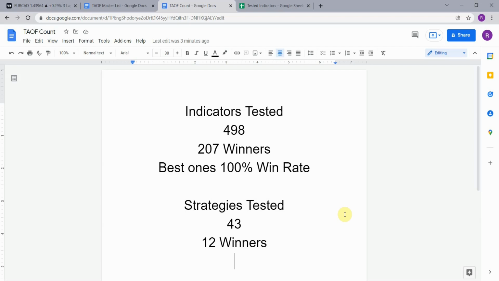Now you need to go back and watch those videos to understand the context of how they were able to achieve that. So go back and watch those videos and see what you can get out of those winning indicators. And keep in mind that we test all of these strategies and indicators on the Forex market, but they can be applied to just about any market universally.